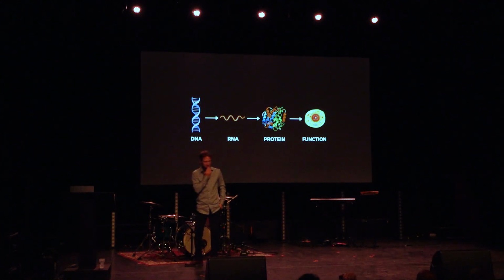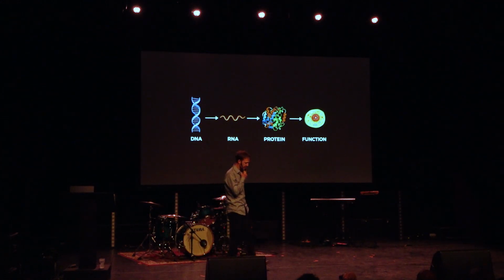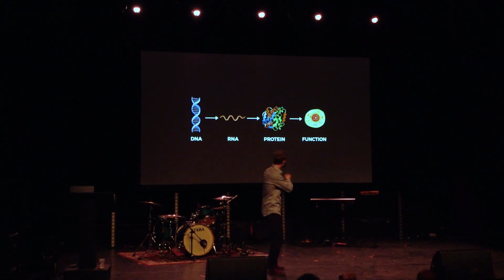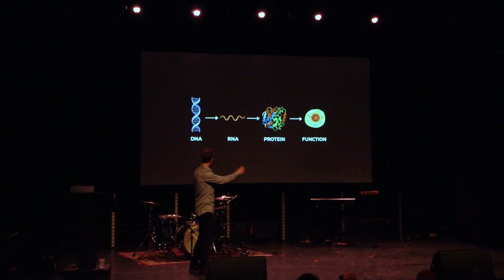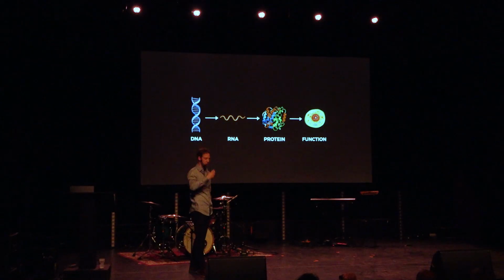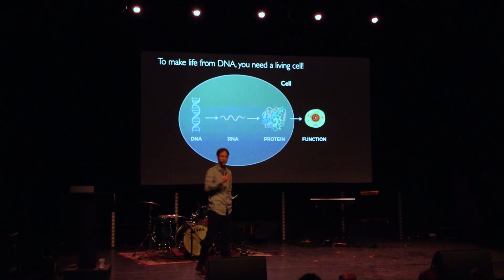So let's get back to this picture of the central dogma. And as I said, it's true, right? You go from DNA to RNA to protein to function. But there are a few issues with that. One of the biggest issues, I think, is that to go from DNA to any of the other stuff, you need life already. So to go from DNA to a living system, you need a living system to achieve this. It all takes place inside a living cell already.